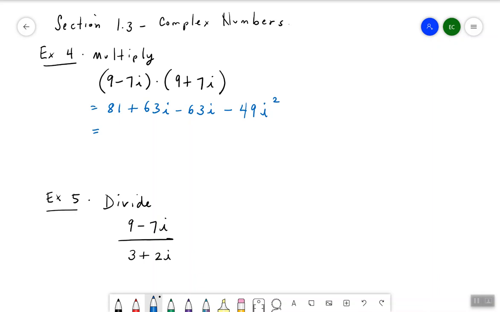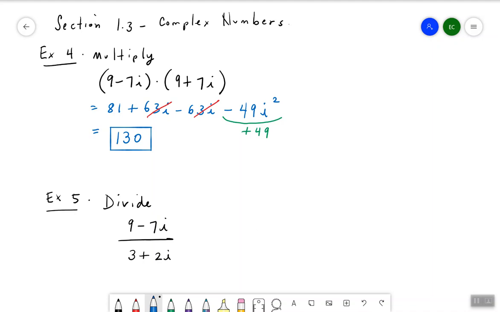And then do you remember that i squared is the same as negative 1, and so negative 1 times negative 49 is positive 49. And then that positive 49 gets added to the 81. I believe that's 130. And then the two middle terms can be combined. Plus 63i and minus 63i, they actually cancel. And so we're just left with 130.